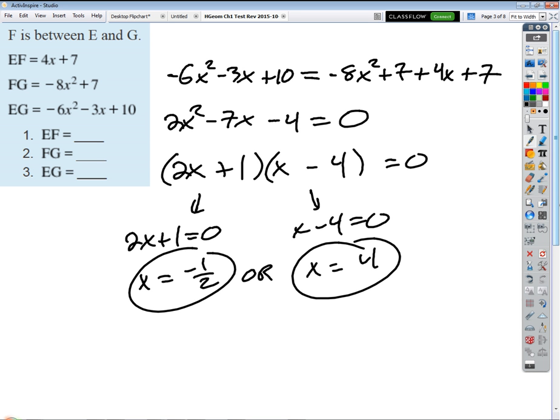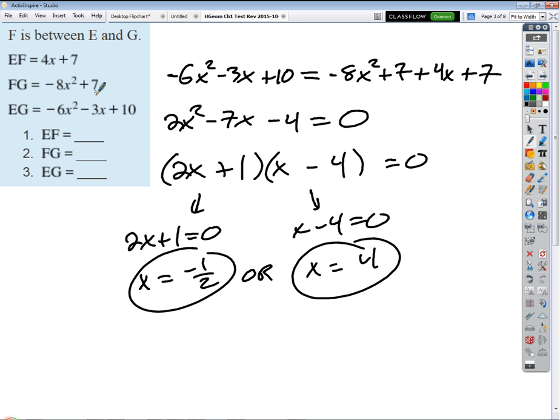Let's try, what if I try the 4, for example? You see any problems? Well, the first one seems to be okay, right? I'm getting 4 times 4 is 16 plus 7 is 23. That's fine. But look what happens to the second one. -8 times 4 squared. That's a big negative number, isn't it? Agree? So that big negative number plus 7 is still just going to be some big negative number. That doesn't work. How can you have a segment with a negative length, right? See what I'm getting at?